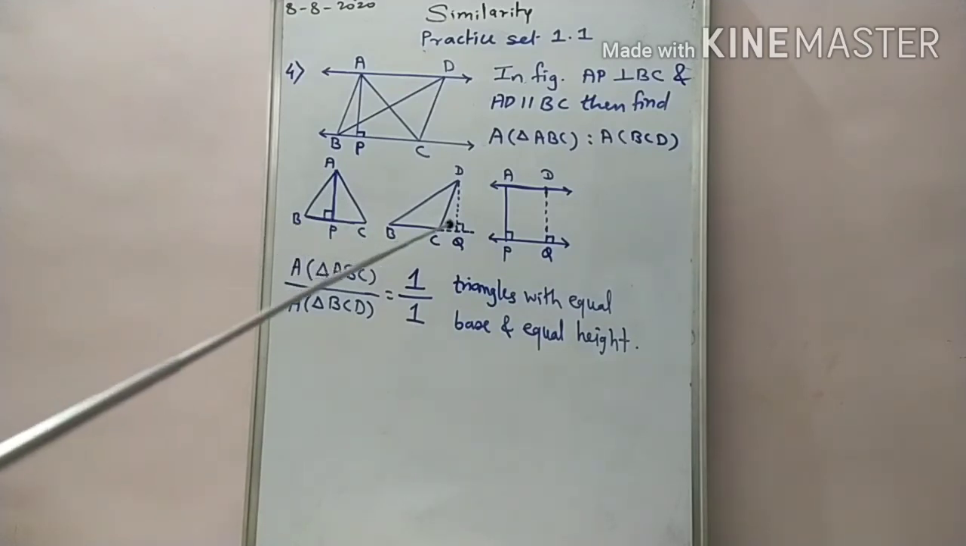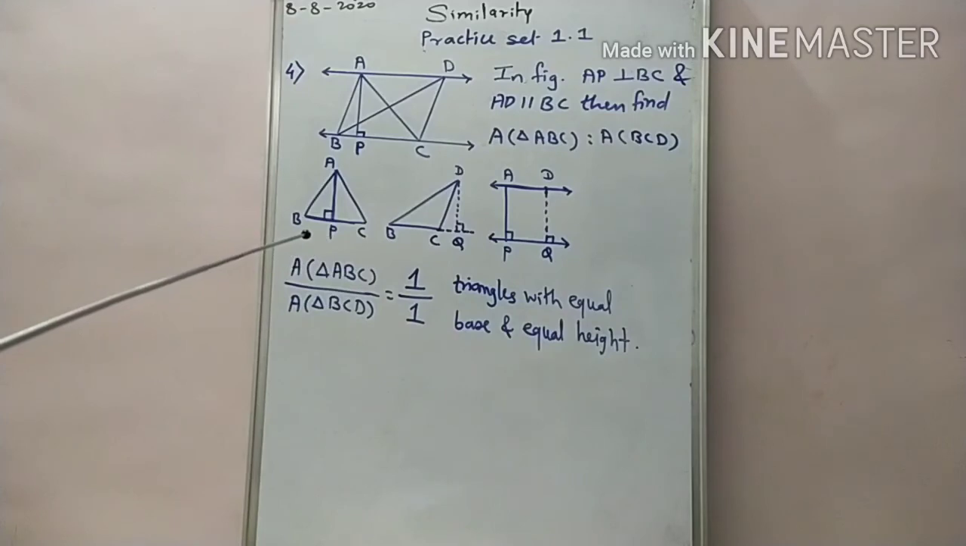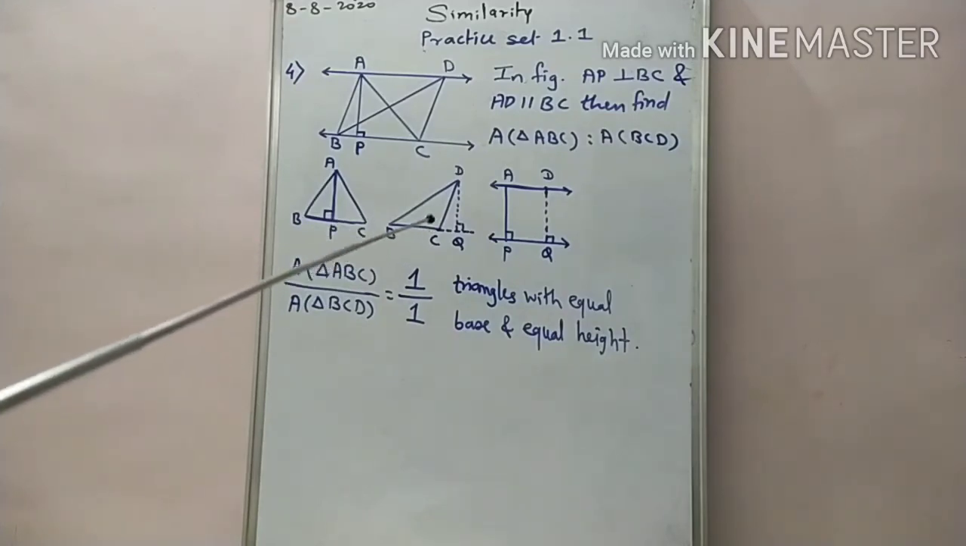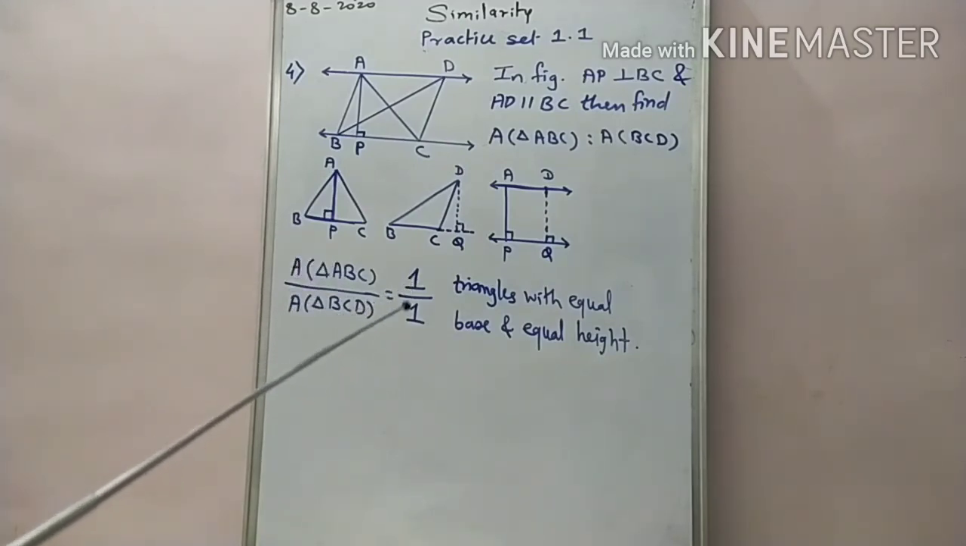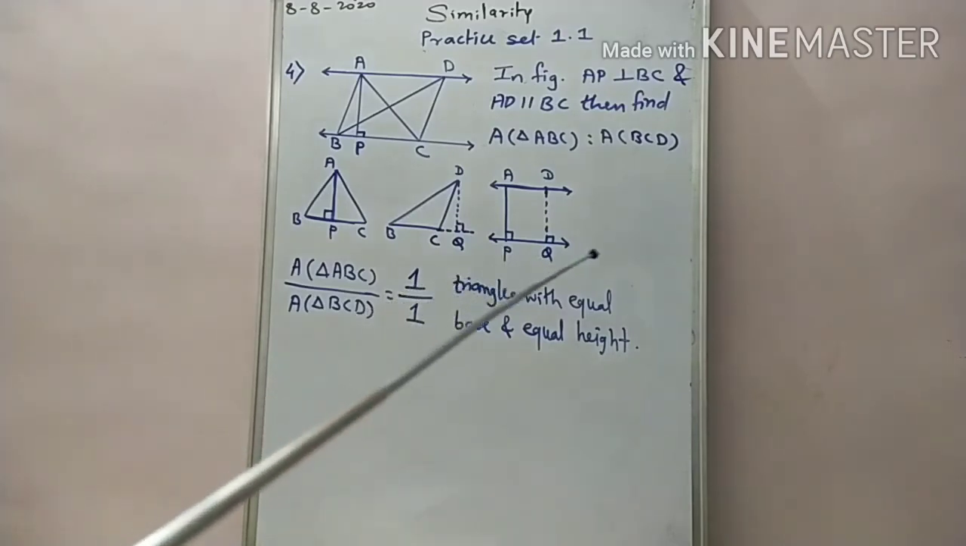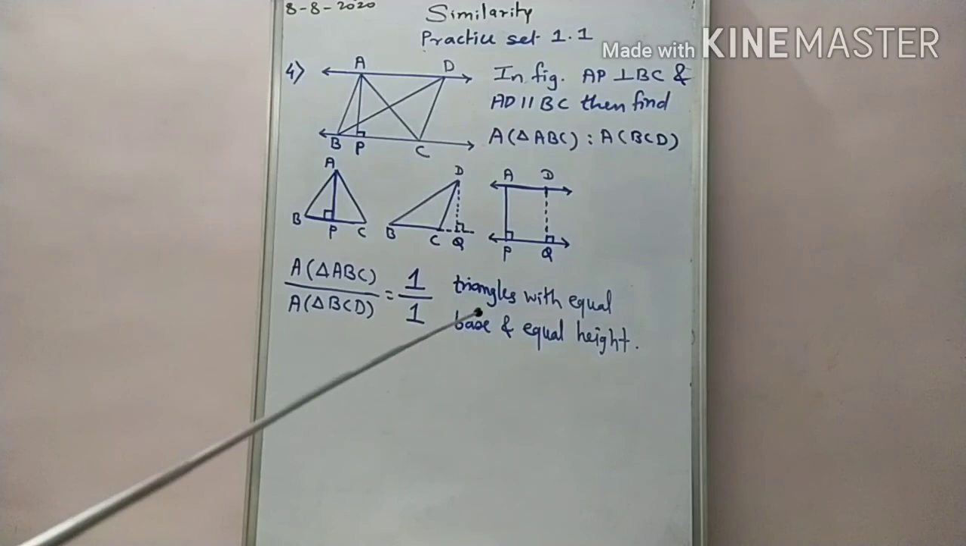This bifurcation of the figure is not necessary to write in your answer. It is only for clarification, to understand that part. You just have to write that the ratio of the areas of the two triangles is 1:1, and this property is important: triangles with equal base and equal height.